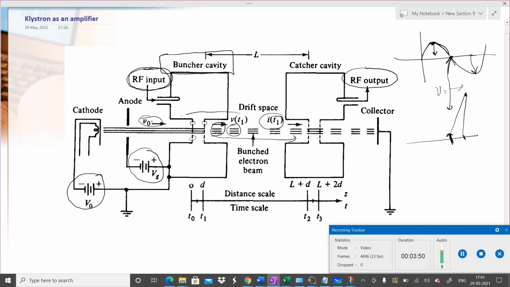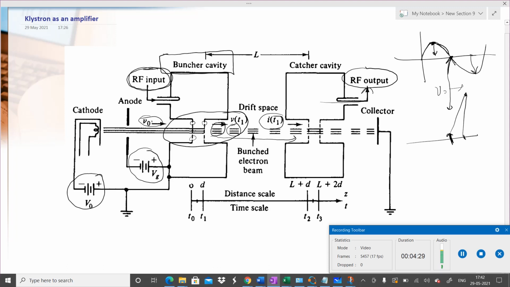So this process, where the velocity is getting modulated because of the field inside the buncher cavity, is called the velocity modulation process. And then when it reaches the catcher cavity, this is the catcher cavity, and again there are holes here. When the electrons enter here, they will be retarded, and their kinetic energy will be converted into potential energy, which will be stored in the cavity in the form of resonant electromagnetic waves, and that is what will be fed to the RF output.